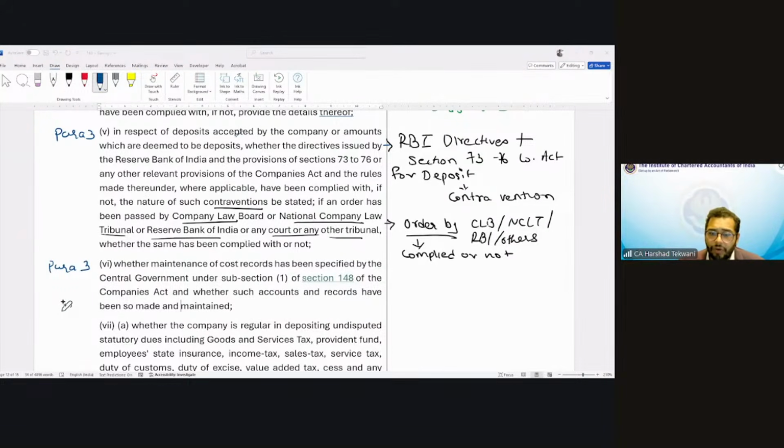So section 148 of the Companies Act basically specifies the class of companies who are required to maintain the cost records. There is a class of companies prescribed for whom the cost records are required to be maintained. Now, if the company falls under that particular category, then whether such accounts and records have been made and so maintained, yes or no. So you need to specify and comment on the cost records.